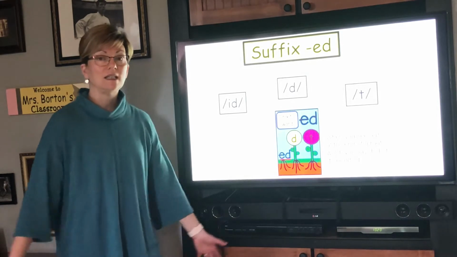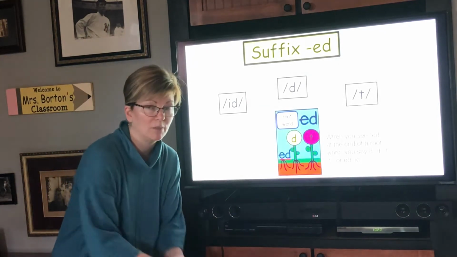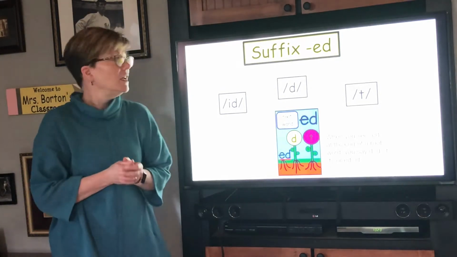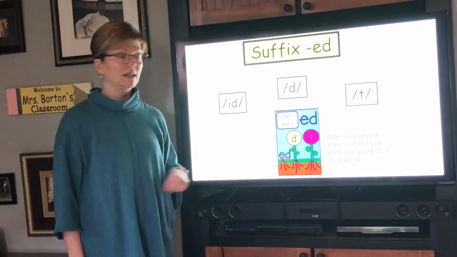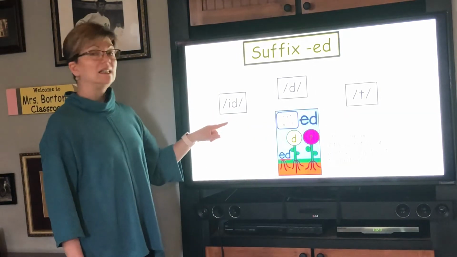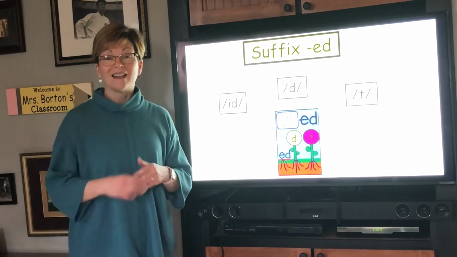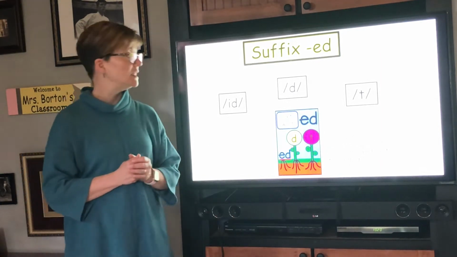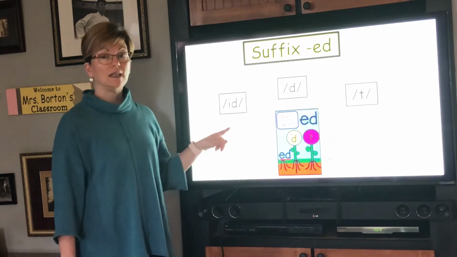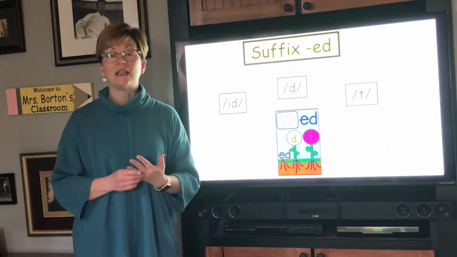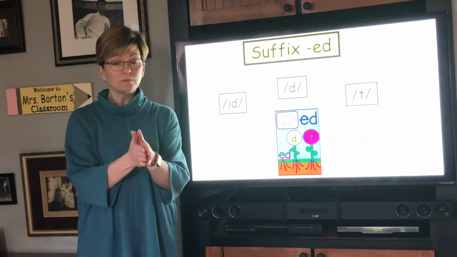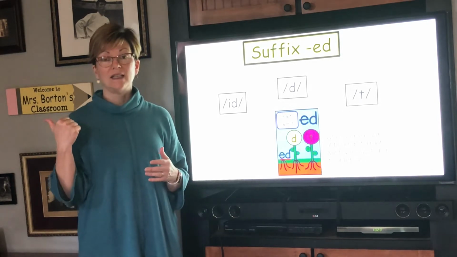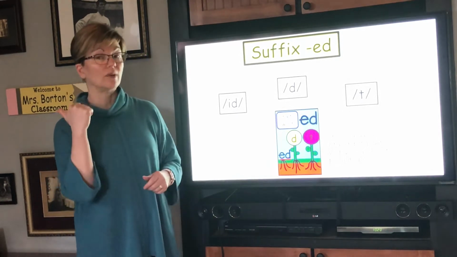When you see -ed at the end of a root word, it says d, duh, or t, t, or ed, id. So that's it. When you see -ed at the end of a root word, it makes three sounds. It says d, duh, or t, t, or ed, id. So -ed at the end of this base word gives it meaning, and it means it already happened. It happened in the past. Ed, I did it already.